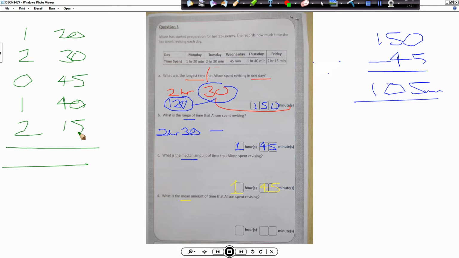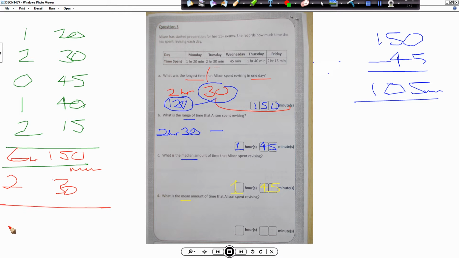Let's work it out, folks. 120 add 30 is 150, add 45 is 195, add 105 is 300, add 150 altogether. So let's write that down at the moment. 150 minutes. So 1, 2 is 3, 3 add 1 is 4, 4 add 2 is 6. 6 hours. You have to convert it. How many hours do we have in 150? Another 2 hours in there. And 30 minutes left over, isn't there?